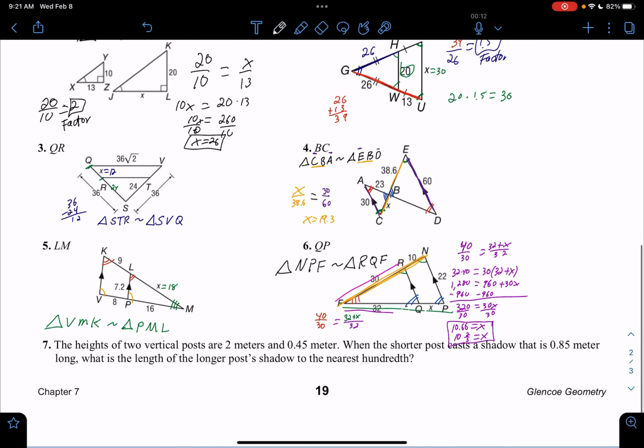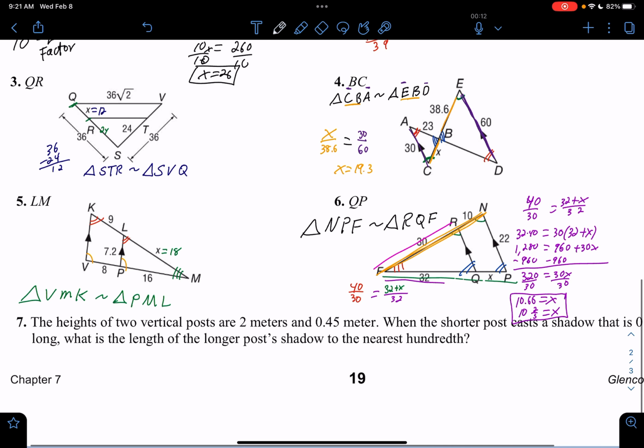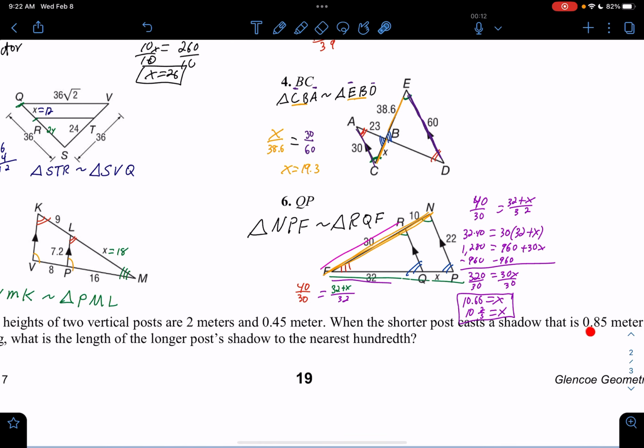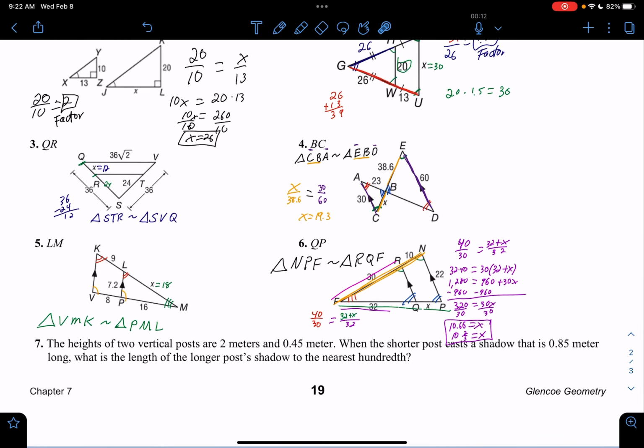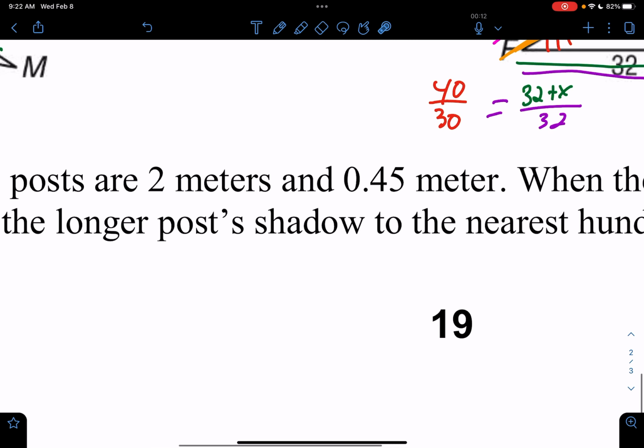All right, let's do the last problem. We have the height of two vertical posts, 2 meters and 0.45 meters, when the shorter post casts a shadow that is 0.85 meters long. What is the length of the longer post's shadow? Okay, so this is the short shadow. We want to know what the long shadow is going to be. Well, let's start over here by getting the proportion between these two. So that is extremely easy.